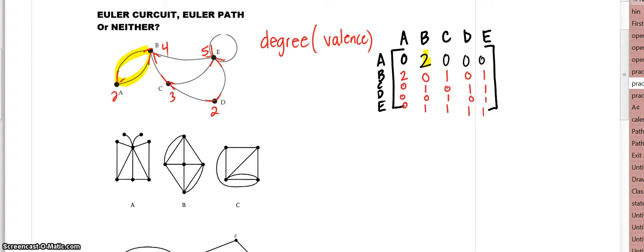Okay, so if you check out this adjacency matrix, see how you did. If you sum the rows or the columns, what you end up with is the degree of the vertex.